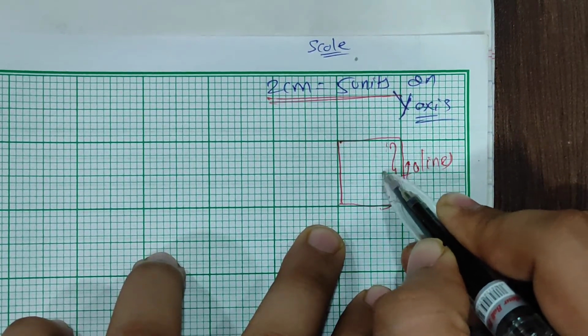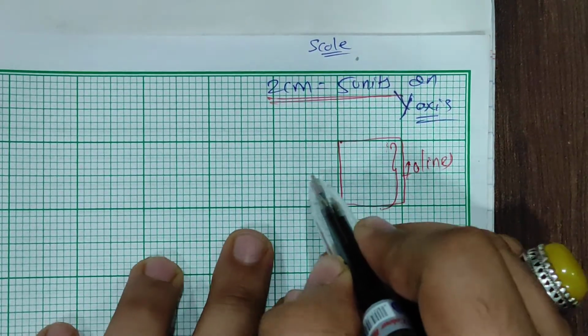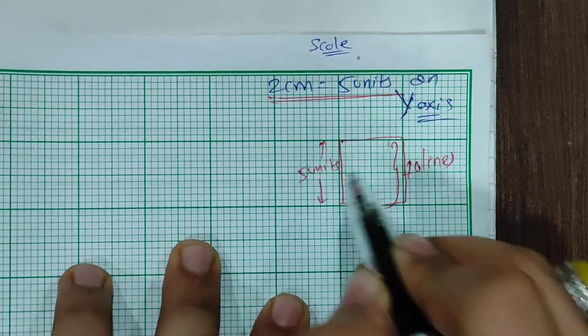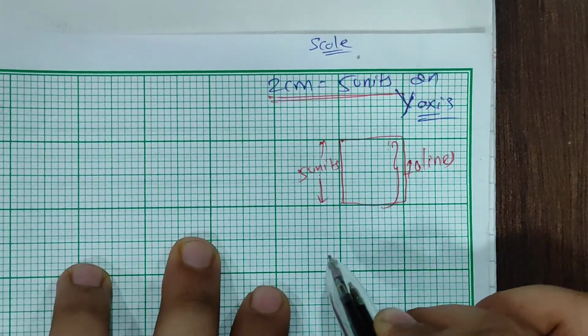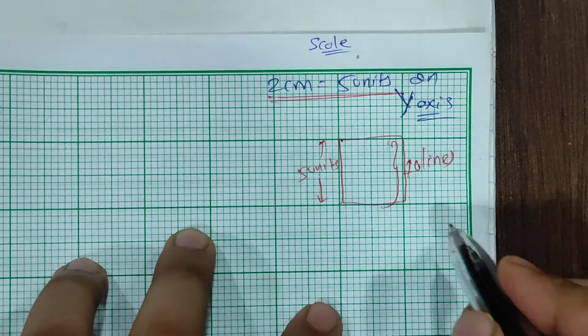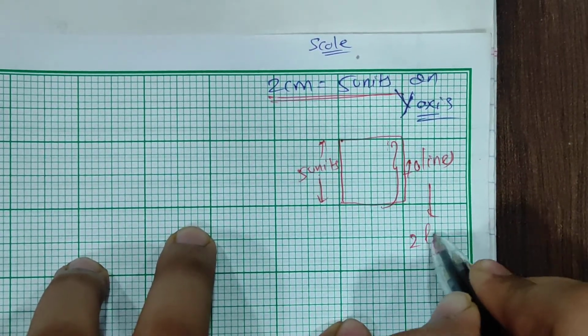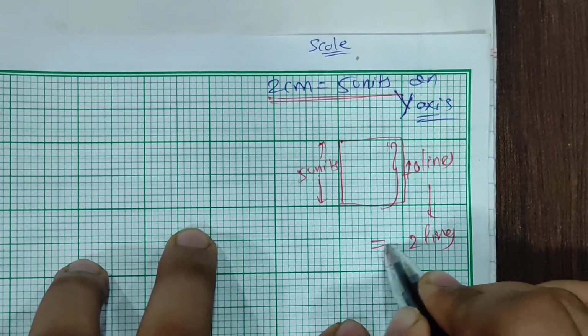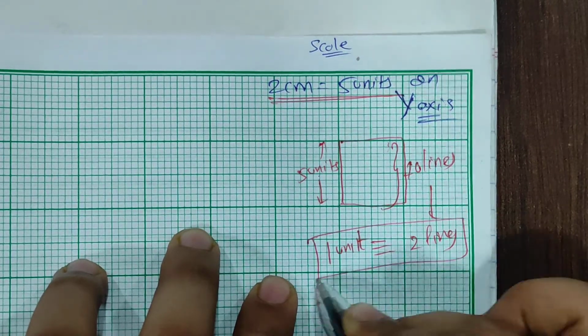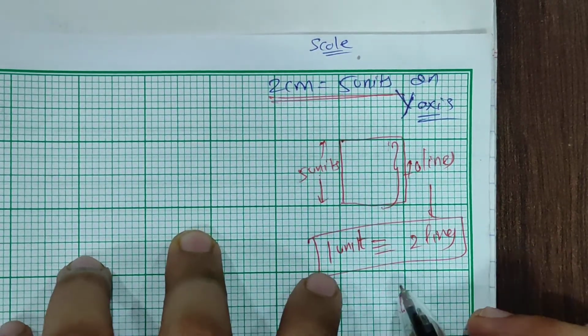1, 2, 3, 4, 5, 6, 7, 8, 9, 10. And we said it is 5 units. So 5 units means 10 lines. So can I say 2 lines is equivalent to 1 unit? Yes, 2 lines represent 1 unit.